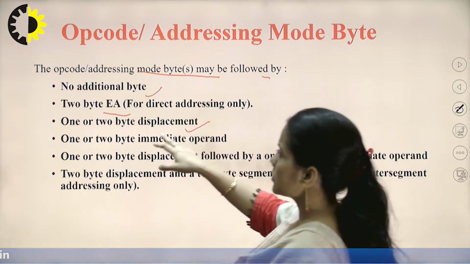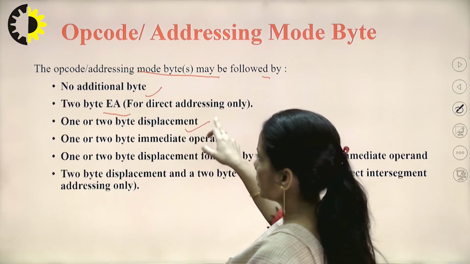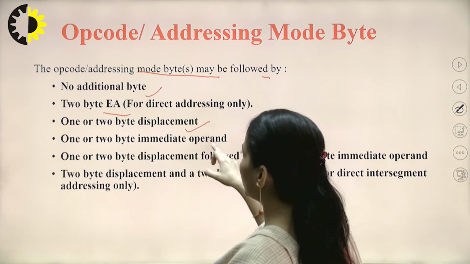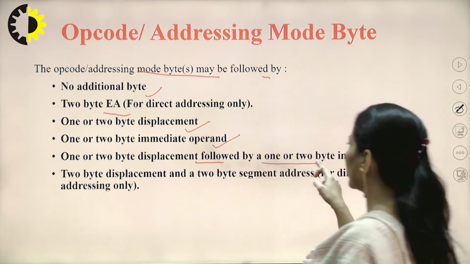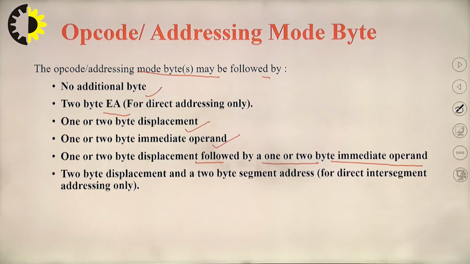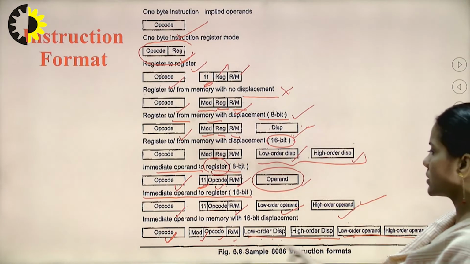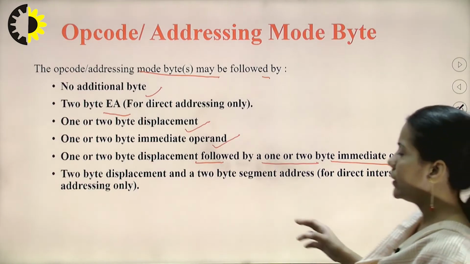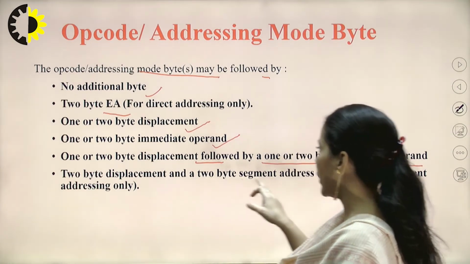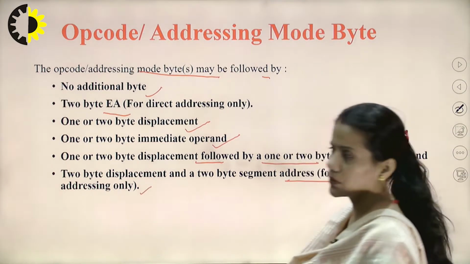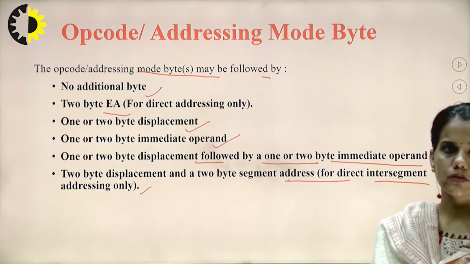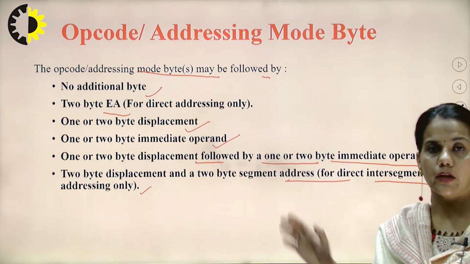The third possibility is that 1 or 2 bytes of displacement can be there, 1 or 2 bytes of immediate operand can be there, 1 or 2 bytes of displacement followed by 1 or 2 bytes of immediate operand. This is also the case, this is the last case. Now 2 bytes of displacement and a 2 byte segment address may also be possible for direct inter-segment addressing only. So these are the possibilities of instruction formats for the third byte of instruction format.